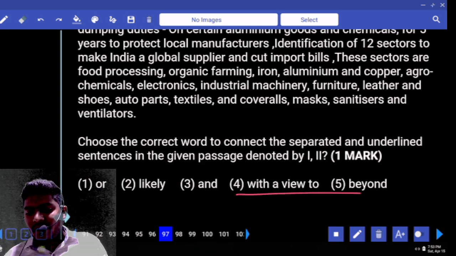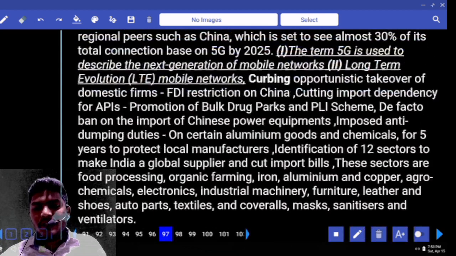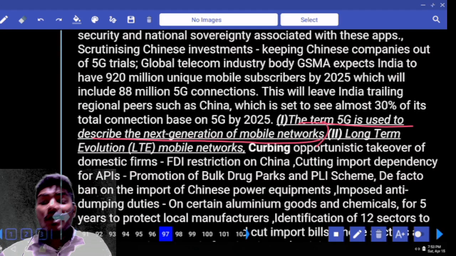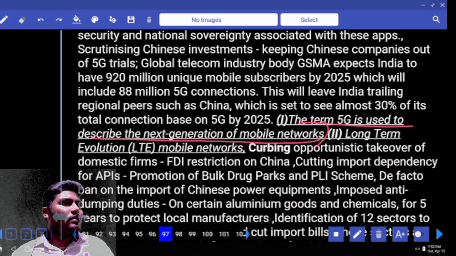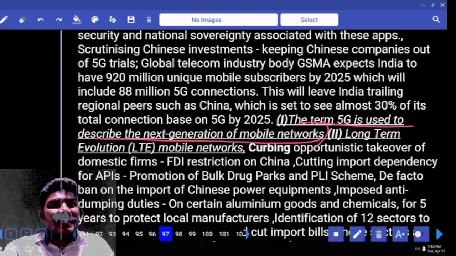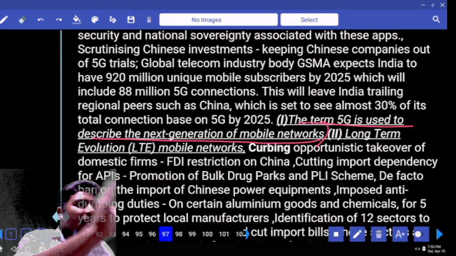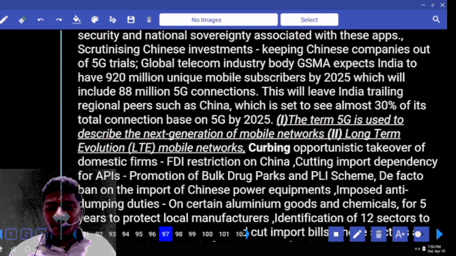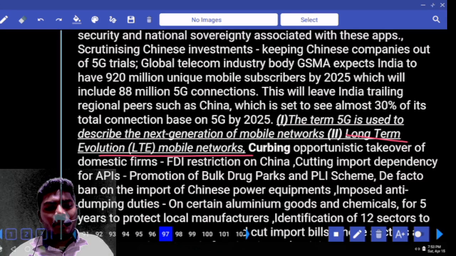Now let us check with these two options. With a view to, another one is beyond. The term 5G is used to describe the next generation mobile network beyond the long-term evolution. That means beyond LTE, in the sense which is better here. 5G is better than the LTE. That is a combination. Another one, with a view to long-term evolution mobile network.